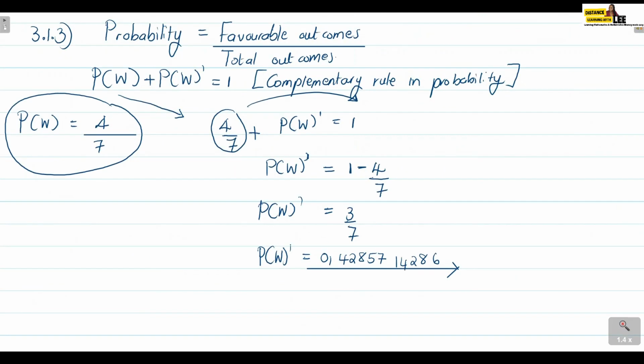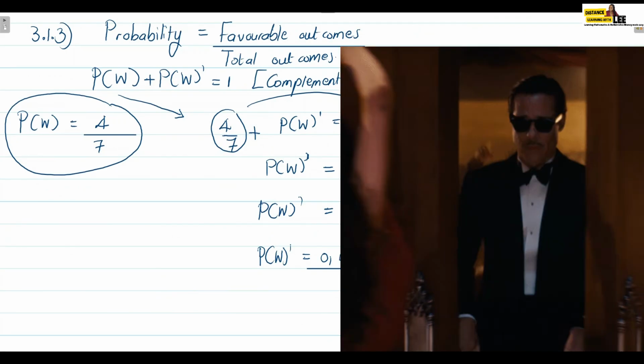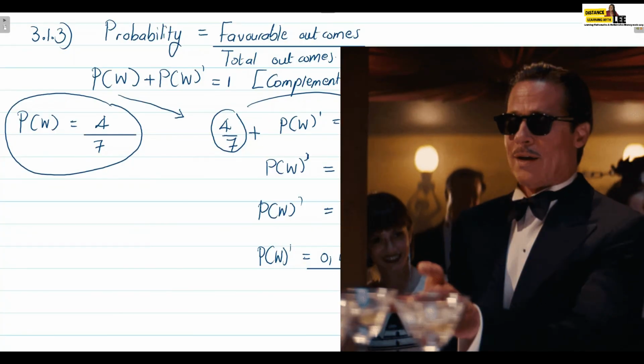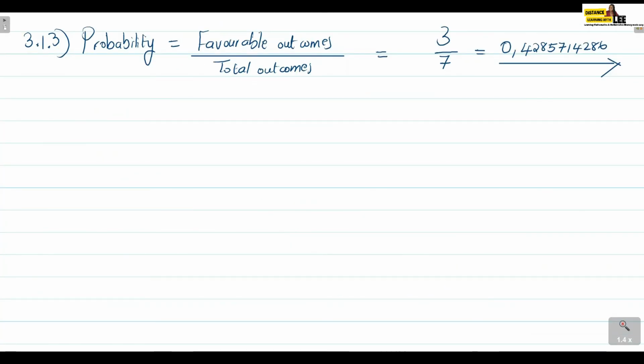There are 2 approaches to applying question 3.1.3. You can use the complementary rule of probability if you want to really be fancy, or you can just use the general rule that probability is equal to your favorable outcomes over your total outcomes. And then we already know that the window panes that cannot open is 3. The total window panes is 7, so 3 over 7, and that is the final answer.